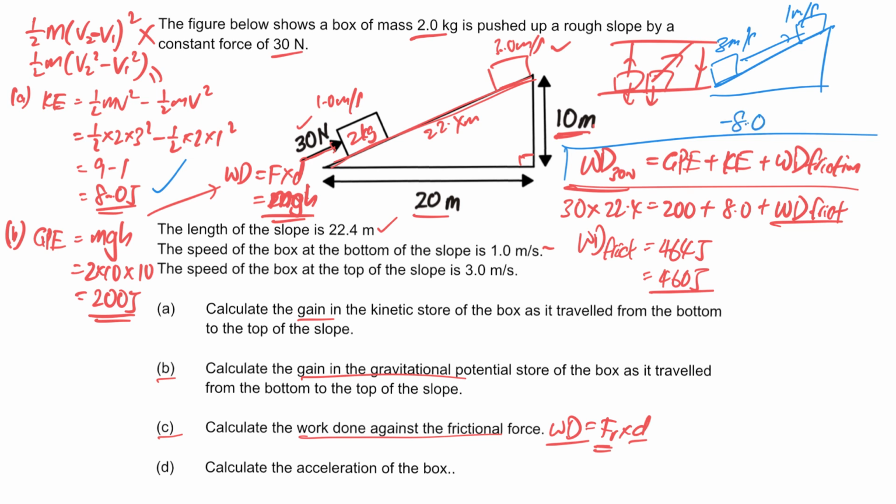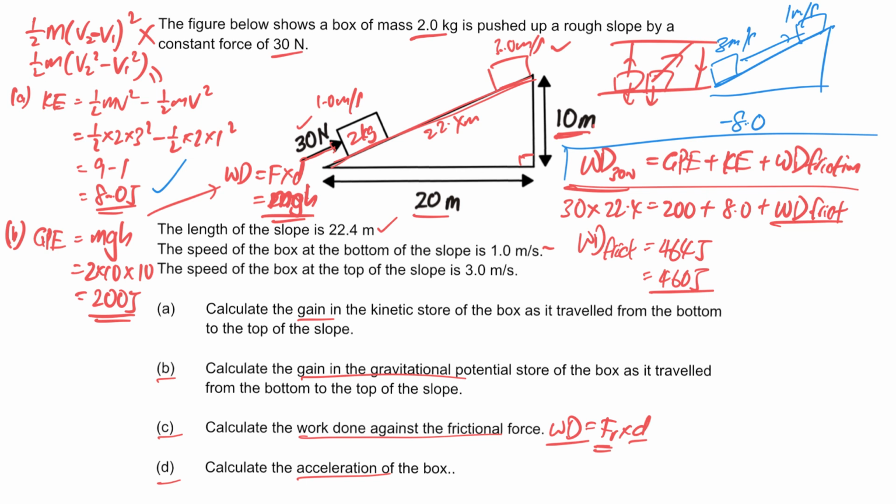If the height it goes up is still the same, that means the work done, you no longer need 30 newtons to push the box all the way up to a height of 10 meters. When the speed decreases to 1, you will have a smaller work done by the pushing force. The pushing force will be smaller. All right, let's go to the last part, where you're supposed to find the acceleration of the box.